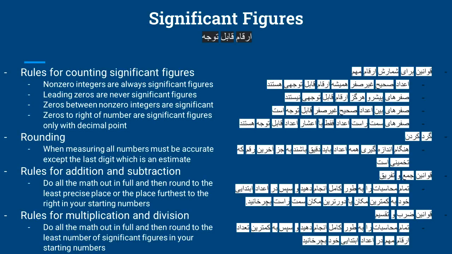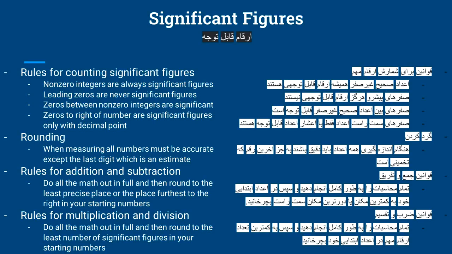All right, next for multiplication and division, it's somewhat similar. You do all of the math out in full, but then instead of rounding to the least precise place, you round to the least number of significant figures in your starting numbers. So let's do an example. Say you have the numbers 10 and 18, and you want to multiply them together. 10 times 18 gets you 180.